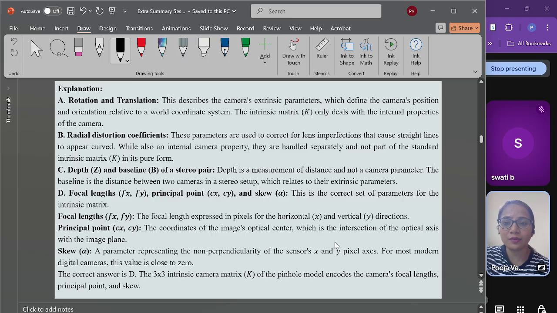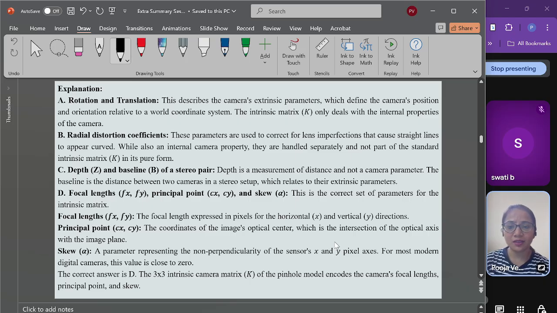Now the next one is radial distortion coefficients. These parameters are used to correct for the lens imperfections that cause straight lines to appear curved. Okay, so this is also not related to the camera's intrinsic matrix. This is also an internal camera property, but it is handled separately, not a part of a standard intrinsic matrix.